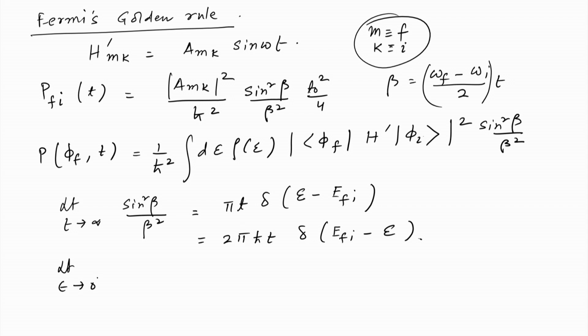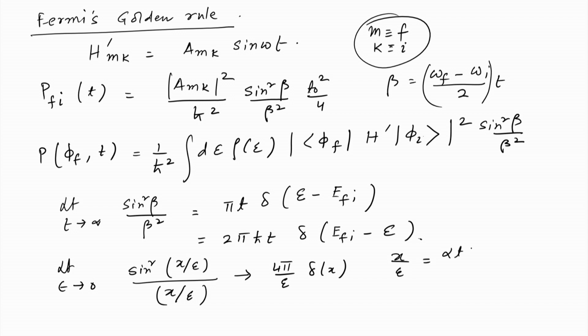This is just like the limit epsilon tending to 0, where sin²(x/ε) divided by x/ε can be replaced by a 4π/ε δ(x), and you try to connect that x/ε is equal to αt/2 in our case, where x is equal to α and epsilon equals 2 over t. Okay.